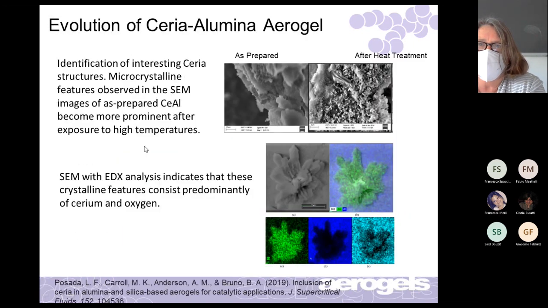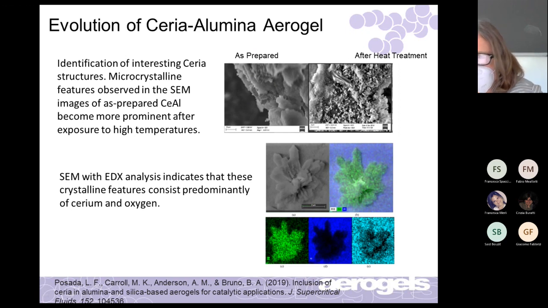Okay, and then we also used both EDX and SEM to look at structures in your sample. So not so much pores, we can't get to the pore level, but are there other things in the aerogel? And this is where we made a ceria alumina aerogel, and we looked at it as prepared, just after we had done the supercritical drying.